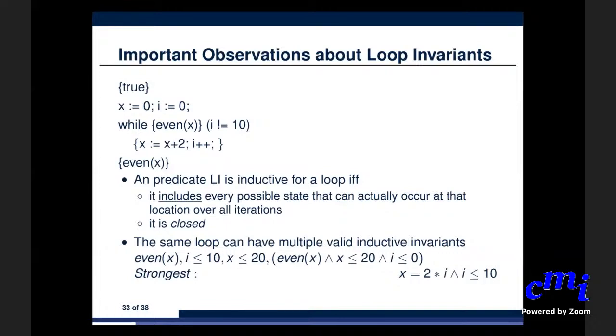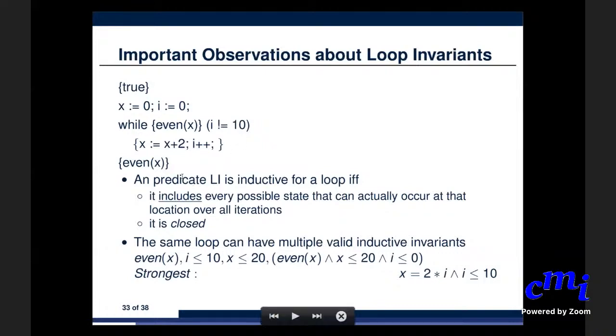X is greater than or equal to 0? Greater than or equal to 0, yes. Well, that is certainly an inductive invariant, correct? Okay. Assuming there's no overflow, etc. I mean, even when assuming there's no overflow, okay. Let's assume that these are infinite precision numbers. But is that the weakest? Okay, that's actually not the weakest.